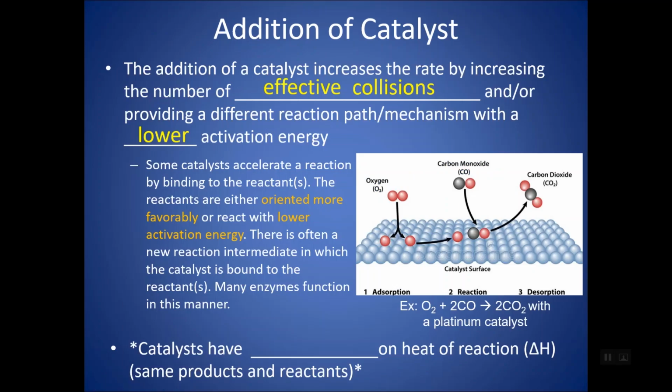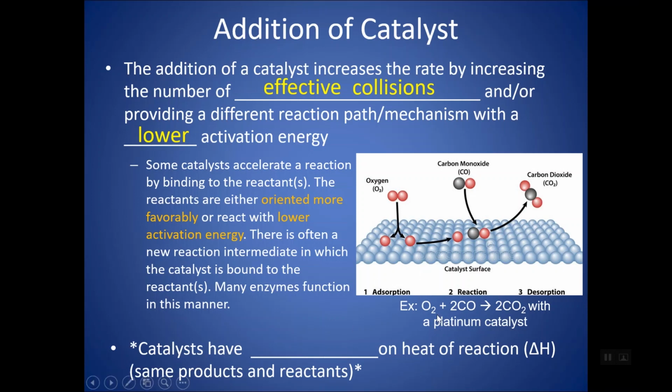Another thing that can affect the potential energy diagram is adding a catalyst. And if you remember from kinetics, collision theory, anything that can increase the number of effective collisions will increase the rate of the reaction. A catalyst is something you can add to do that. And typically it will provide a different pathway or mechanism that has a lower activation energy. So a catalyst will lower the activation energy, and therefore you'll have a higher chance of having successful collisions.